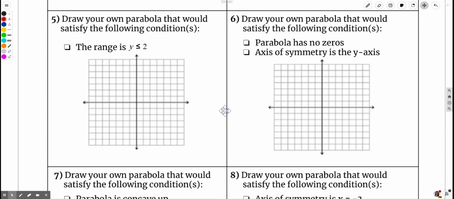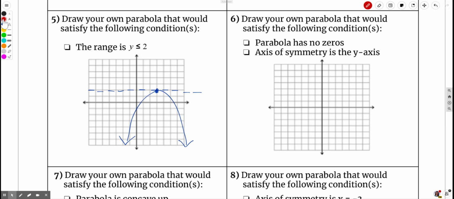In number 5, the range of my parabola has to be less than or equal to 2. So you can really draw your parabola anywhere as long as it stays underneath 2 and your vertex has the y coordinate of 2. Right? Essentially, this is the highest where you can be.